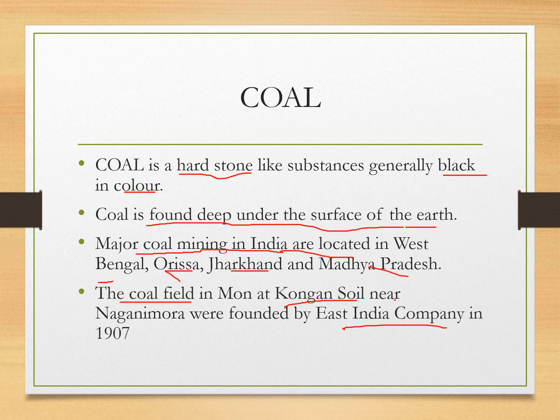So what does it say? Since we are living in Mon, we should know about the coal field in Mon also. The only coal field in Mon is present in the Kongan village, in Kongan soil, near the Nagdimora, and it was founded by whom? The East India Company in the year 1907. So we have to remember. Now we have known what coal is. Coal is a hard, stone-like substance which is generally black.